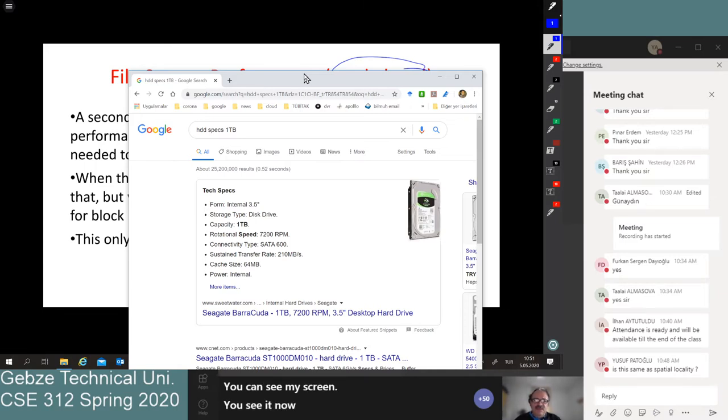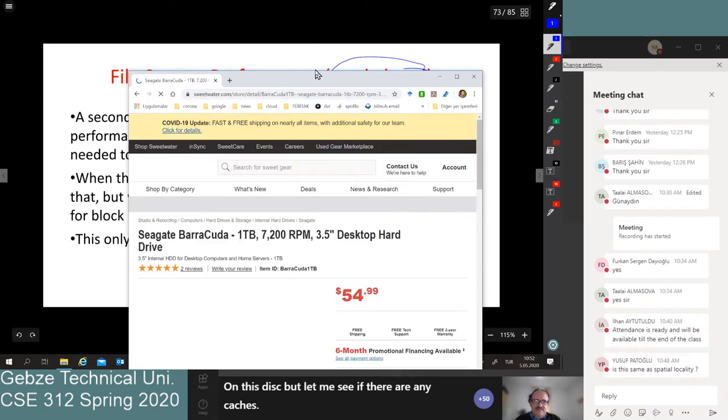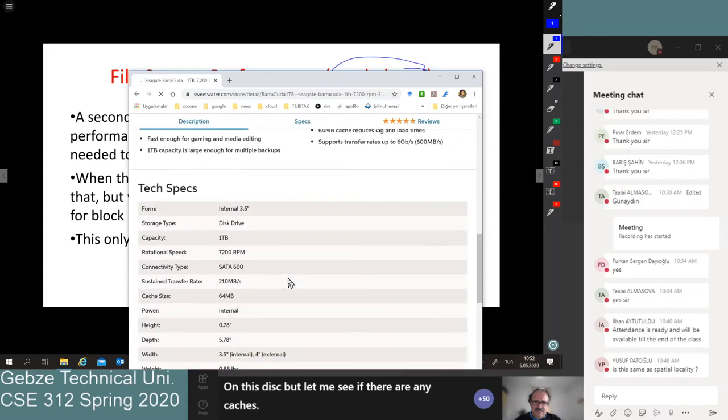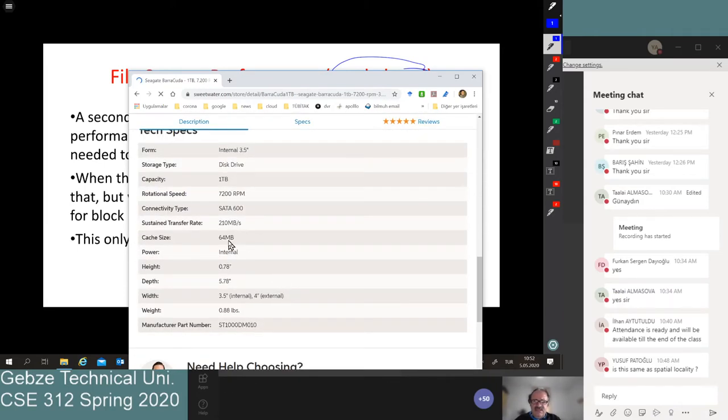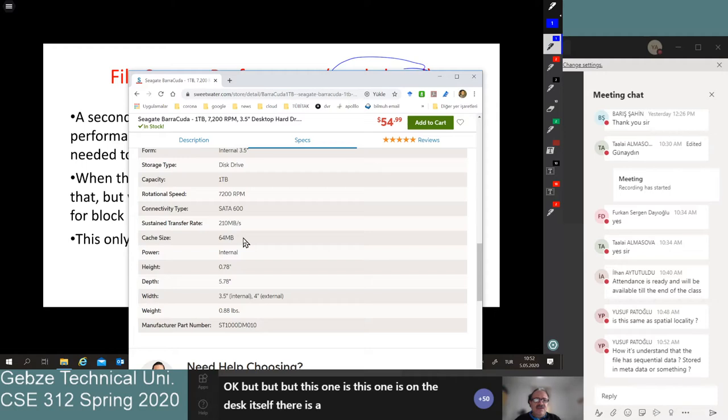Okay, so this is a 1 terabyte disk. It says that it has 64 megabytes of cache on this one. The cache is kind of small on this disk, but let me see if there are any other caches. It only says 64 megs. Okay. But this one is on the disk itself. There is a second cache. This one is on the disk. This is not in my memory.